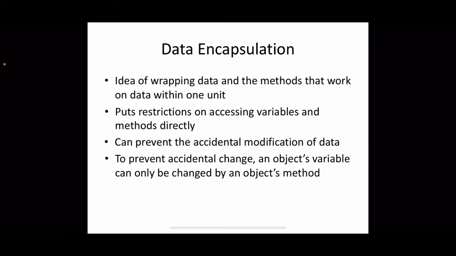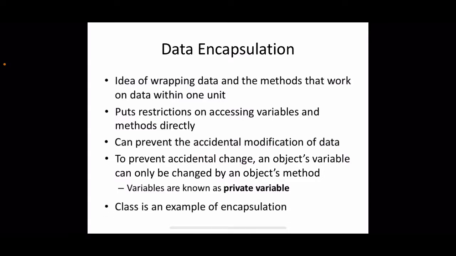We'll see what the different access modifiers are. Different data or methods of a class can be defined as private, protected, or public using access modifiers. Defining them in this way clearly says who can access the method and who can access the data. Variables which are confidential or strictly private to a particular class are called private variables. And a class is definitely an example of this type of data encapsulation.